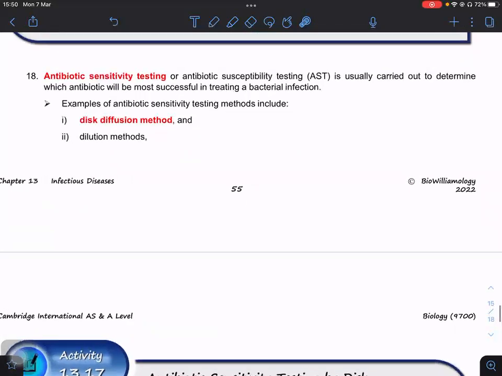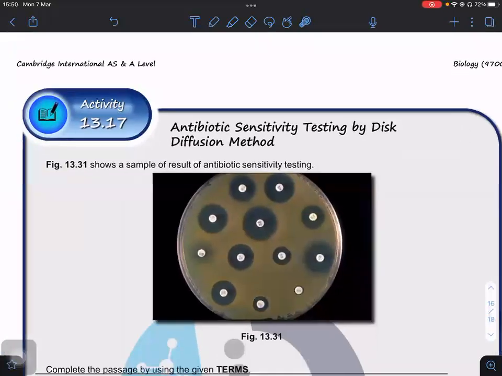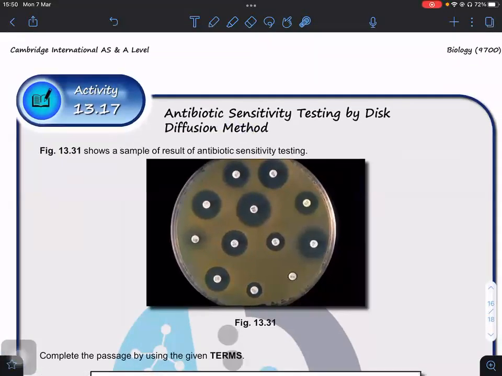So what does antibiotic sensitivity test mean? Antibiotic sensitivity testing, or antibiotic susceptibility testing, is usually carried out to determine which antibiotic will be most successful in treating the bacterial infection. So we can use the diffusion method or dilution method. In our syllabus, we're going to learn about the diffusion method.